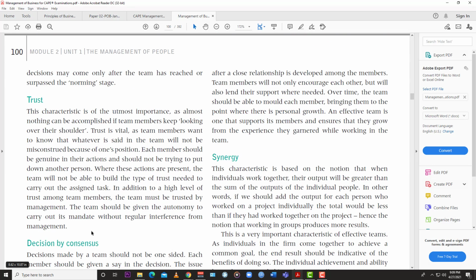Then of course, trust. This one is pretty self-explanatory. You have to be able to trust your team members, your group members, or else there will be conflict. Right? So that's a very important thing, trust. This characteristic is of the utmost importance, as almost nothing can be accomplished if team members keep looking over their shoulders. Trust is vital, as team members want to know that whatever is said in the team will not be misconstrued because of one person's position. Each member should be genuine in their actions and should not be trying to put down another person. Where these actions are present, the team will not be able to build the type of trust needed to carry out the assigned task.